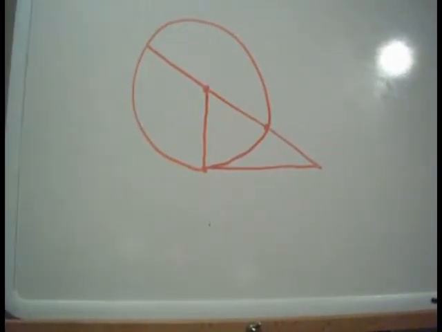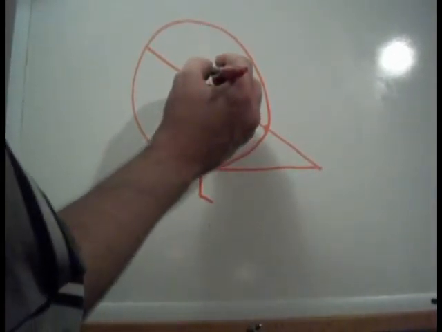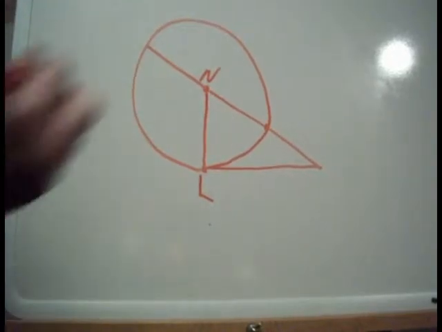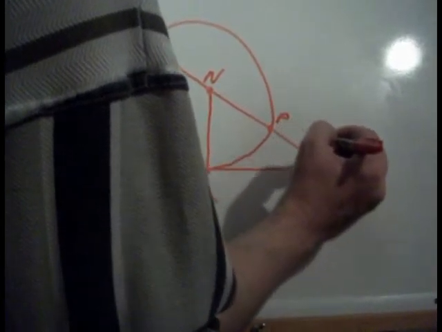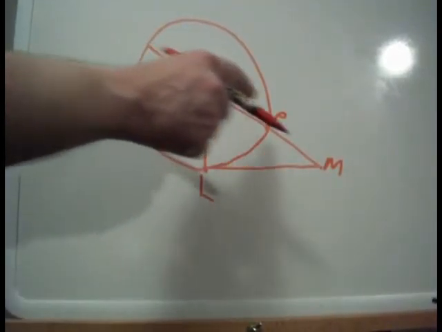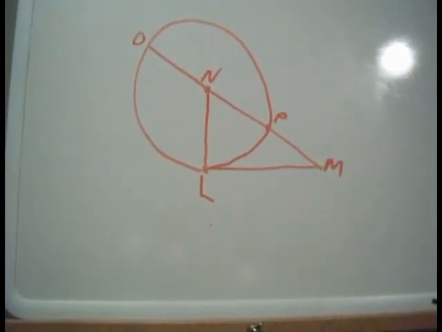Okay, now he labeled this. That's right, he did. And we have the letter L, the letter N, and he had the letter P here, the letter M here. Okay, so now we got L, N, P, and M, and we have another letter over here, and it's called O. Okay, so we can see all that.